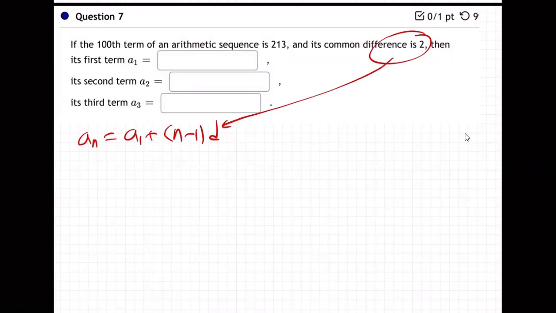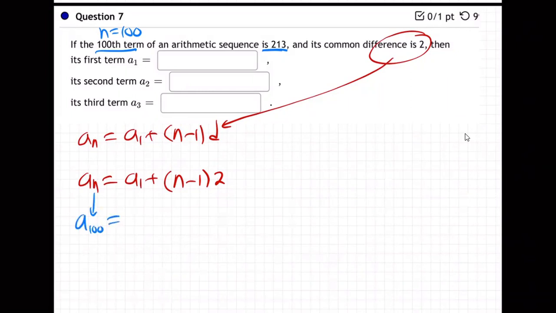So let me write that in. Put in the 2 there. Okay, now what else are we going to do? Well, they tell us the 100th term, when n is 100, equals 213. So if you plug in 100, a sub 100 is a1, and then plug in 100. So I'm plugging in 100 for n. Does that make sense?